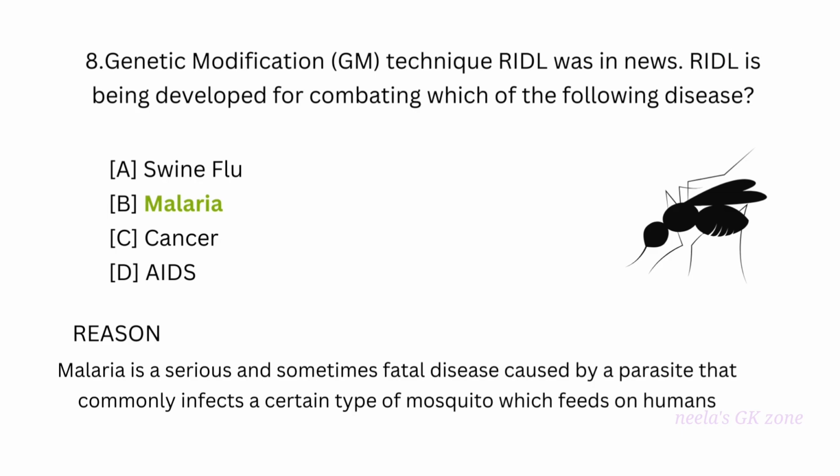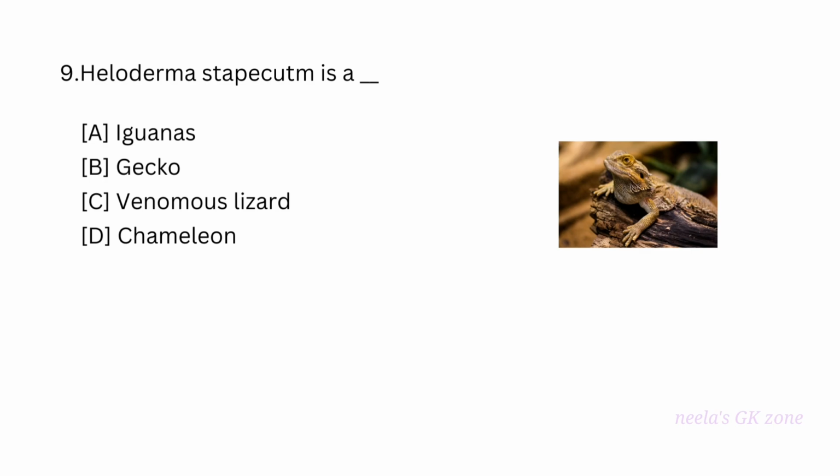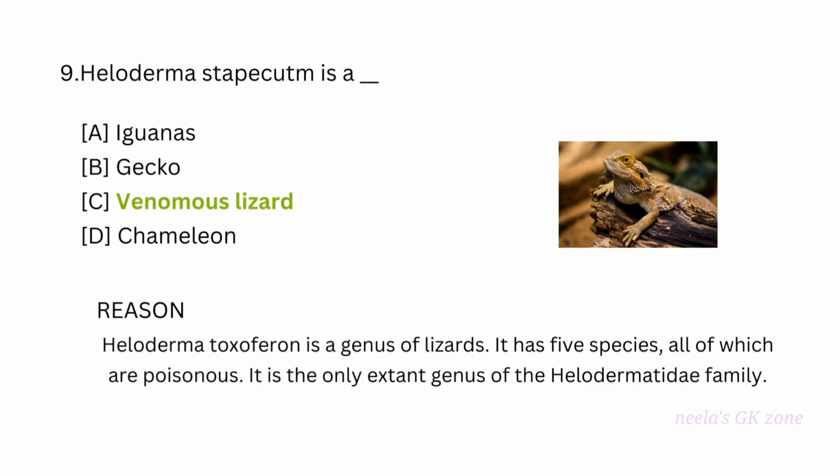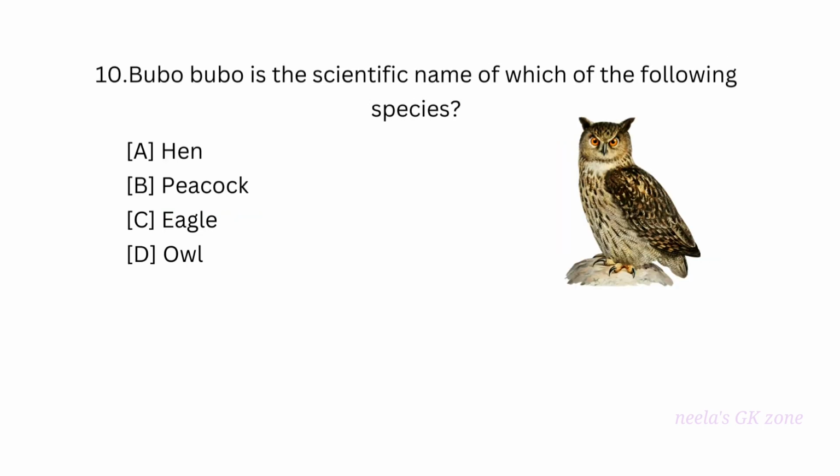And the next question is, Heloderma suspectum is an iguana, gecko, venomous lizard, chameleon. And the answer is venomous lizard. Heloderma is a genus of lizard. It has 5 species, all of which are venomous. It is the only extant genus of the Helodermatidae family.